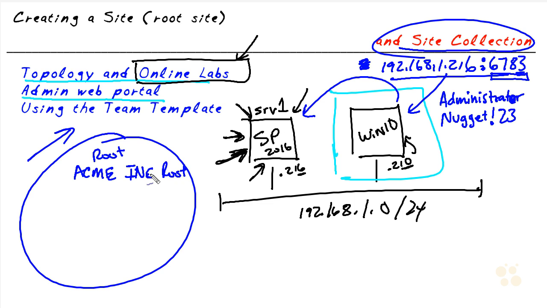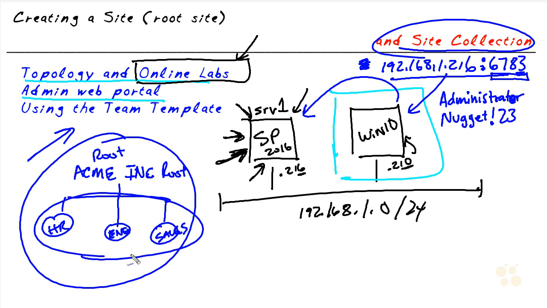Root. And then later, if we want to, we can create subsites for our various departments. For example, HR and engineering and sales. So we'll save the subsites for a subsequent nugget. But when we create sites in general, we have a template to choose from to make it easier to get started with using that site. And we'll use the team template to do that.